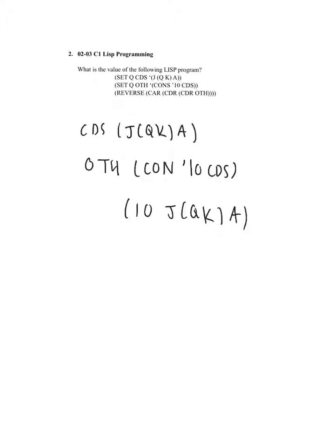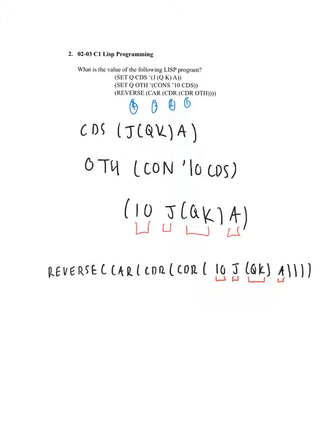The last line asks us to perform operations on OTH. So, just as I did in the last problem, I first like to split up OTH into its terms. The first is 10, then J, then QK, and finally A. I also like to number the functions that are acting on OTH. The first is CDR, the second again is CDR, then the third is car, and the fourth is reverse. So to keep myself organized, I've just rewritten the problem and replaced OTH with its actual list value.